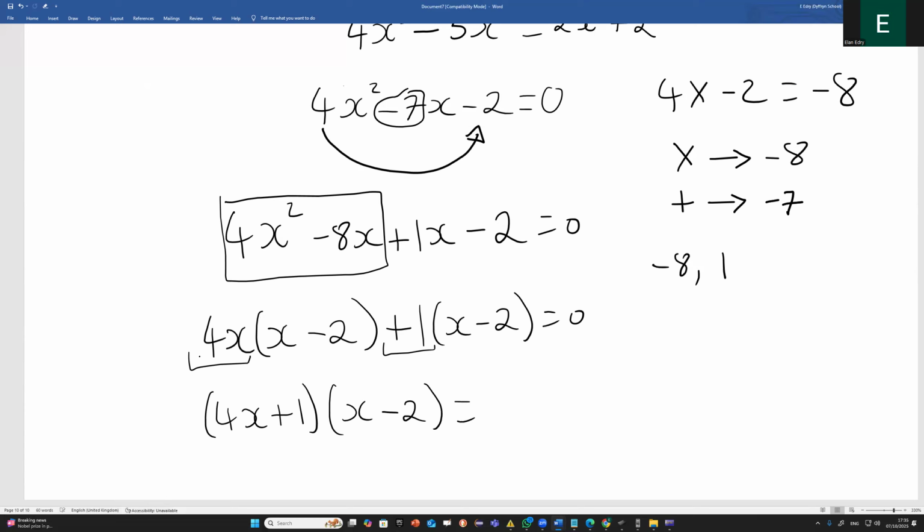And then you just have either x is minus 1 over 4 or x is 2, because what you do is you make 4x plus 1 equal to 0 or x minus 2 equal to 0. Yeah, I remember that. Okay.